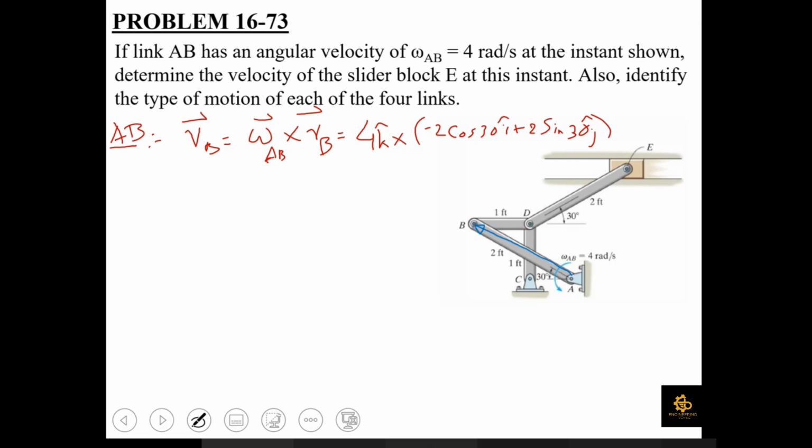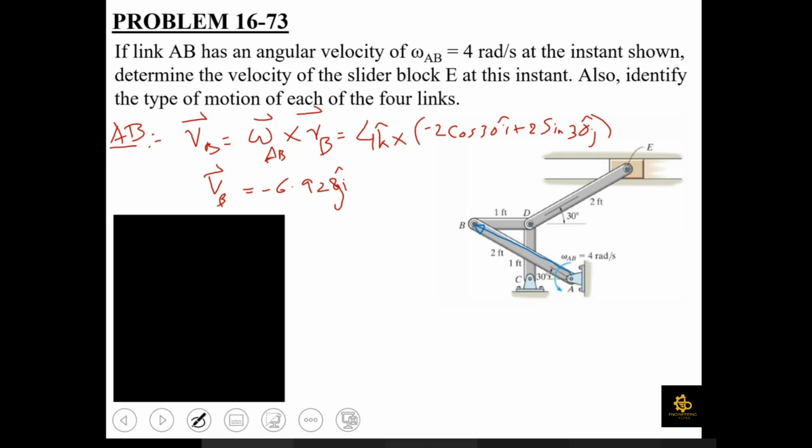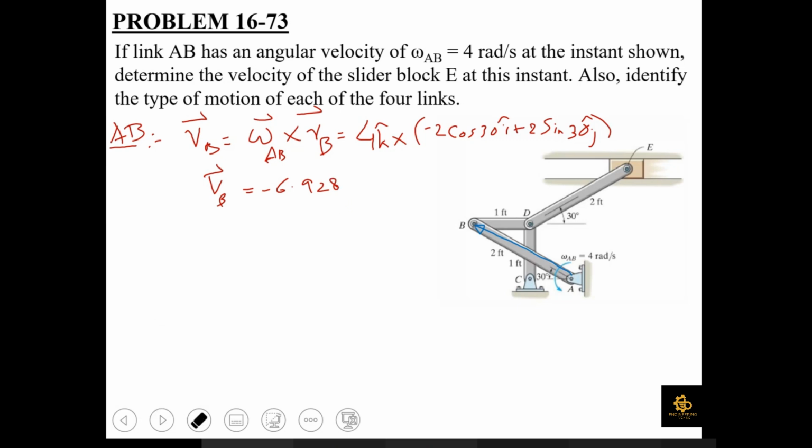Once you take this cross product, the velocity VB comes out to be -6.928 I, sorry, -6.928 J minus 4I. So this is the velocity of point B, and the units here are feet per second. So VB comes out to be -6.928 J minus 4I.